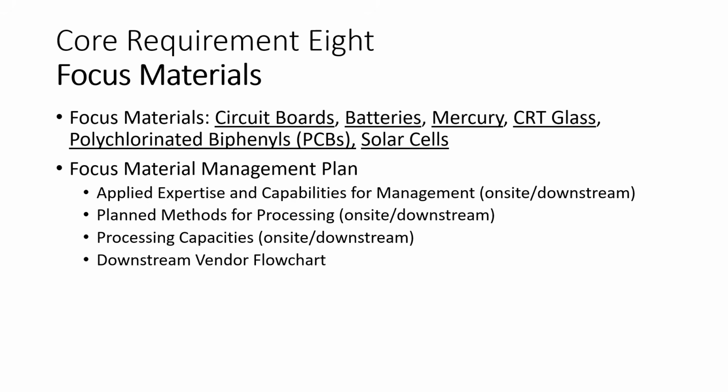For requirement 8, focus materials. Let's start by breaking down what focus materials are. These are going to be the specific things that make up electronic equipment that have been determined to warrant greater levels of care through management, either because of the level of risk they pose to us and the environment, or because of the heightened value there is in their recovery. These focus materials are going to be circuit boards, batteries, mercury, CRT glass, polychlorinated biphenyls or PCBs, and solar cells, which are components of PV modules or solar panels.